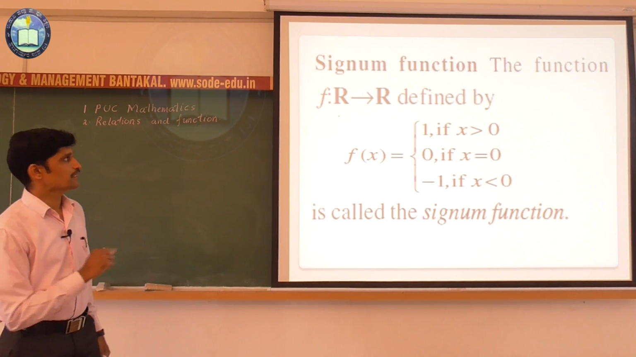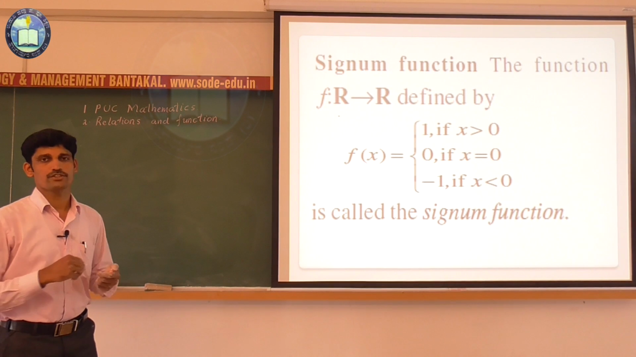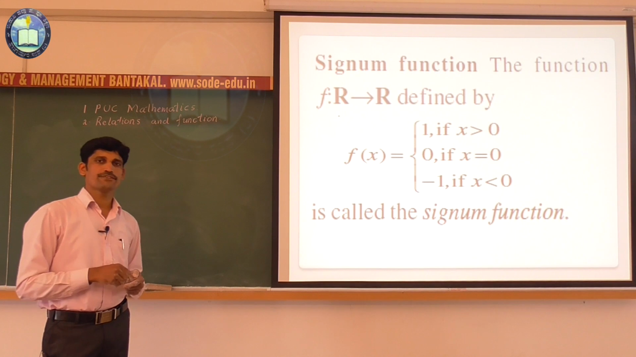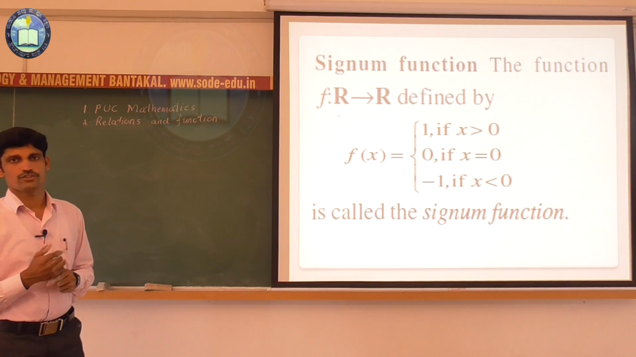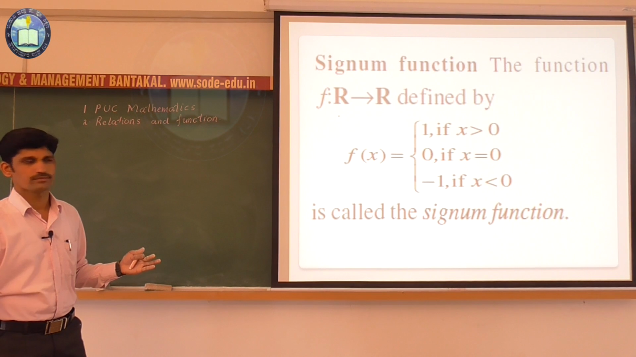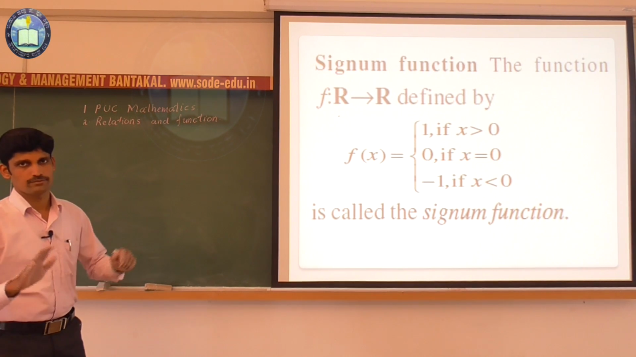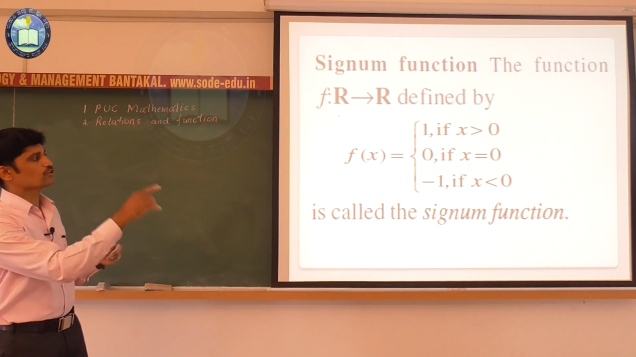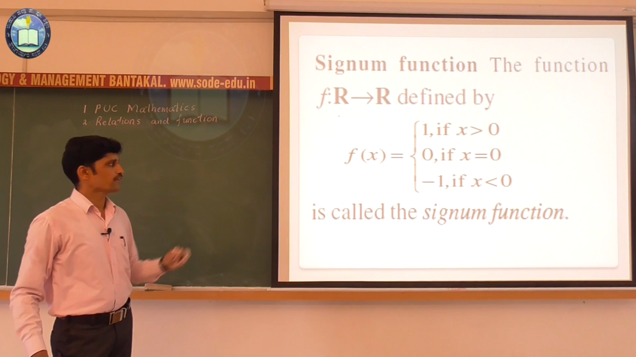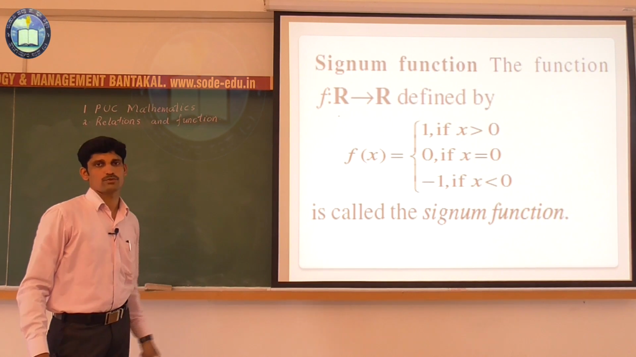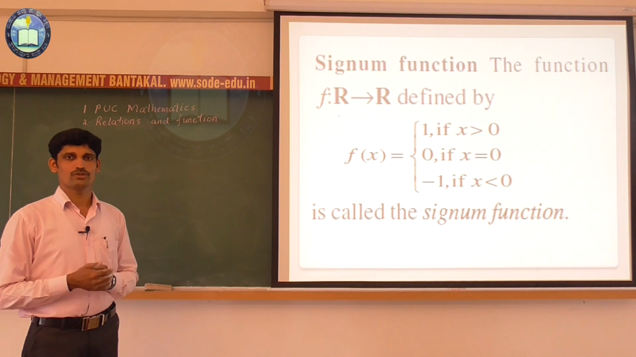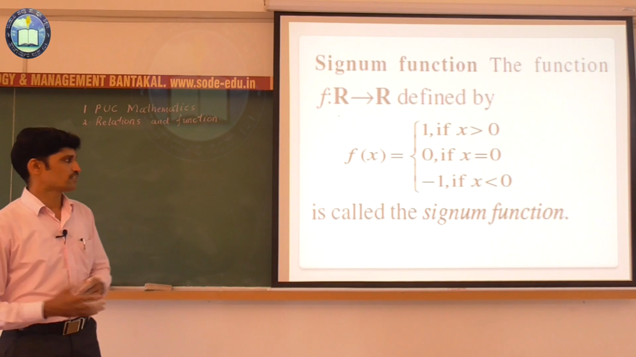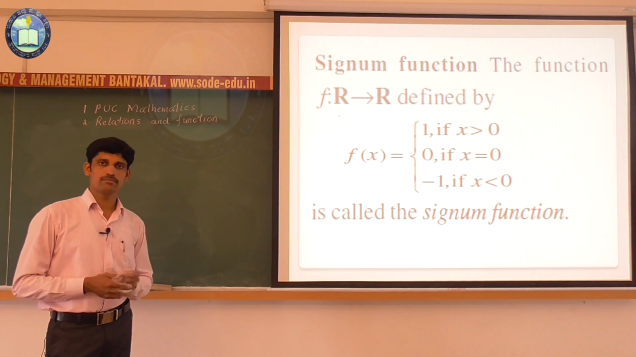Then the next function is the signum function. This is another important function that we have to understand. The function f from R to R defined by f of x equal to 1 if x is greater than 0. For all x greater than 0, f of x takes the value only 1, like a constant function. And if x equal to 0, f of x equal to 0. And if x is less than 0, f of x equal to minus 1. Means for all x less than 0, f of x is again like a constant function. It takes the value only minus 1. This is called the signum function.